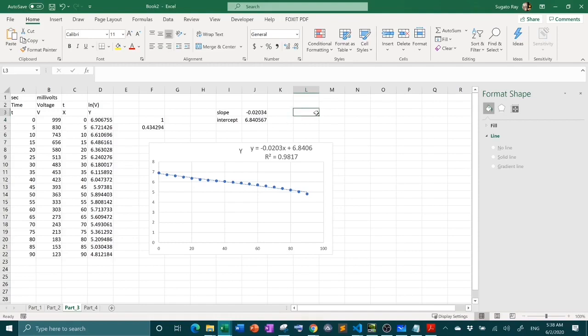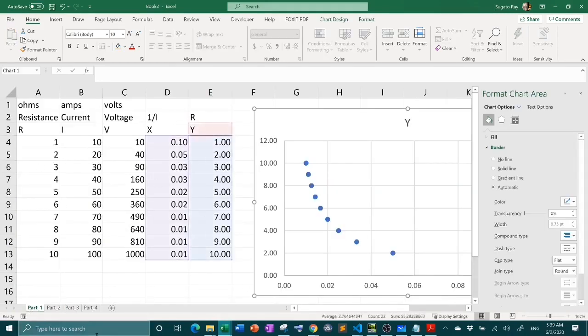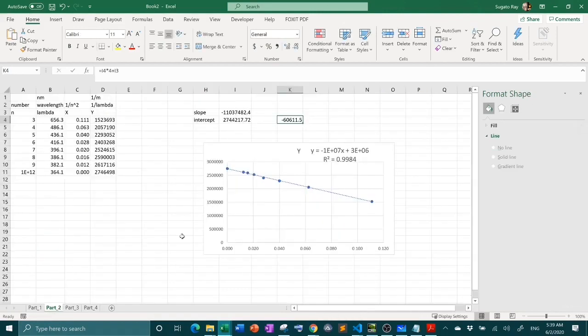So what did we cover here? We looked at how we recast datasets 1, 2, and 3 into a linear form and then plot that data. We created different sheets for each of them, and then we plotted them.